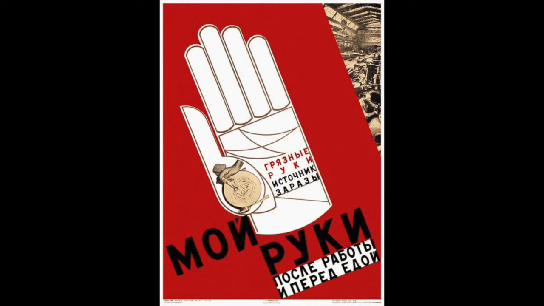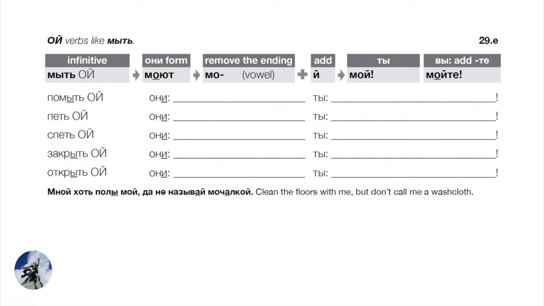Okay, so look at the pattern. Мыть gives us мой. So these are also very easy. I don't think we need to even think about the они form. Помыть, the perfective, wash, gives us помой. Петь, to sing, would be пой, right? Sing, like sing me a song. Спеть, the perfective version of to sing, would be спой. And we've already done these. Close, like close the door, would be закрой, and open would be открой.